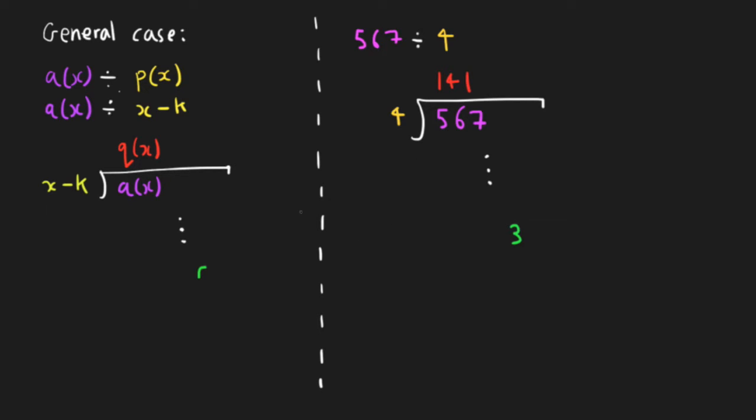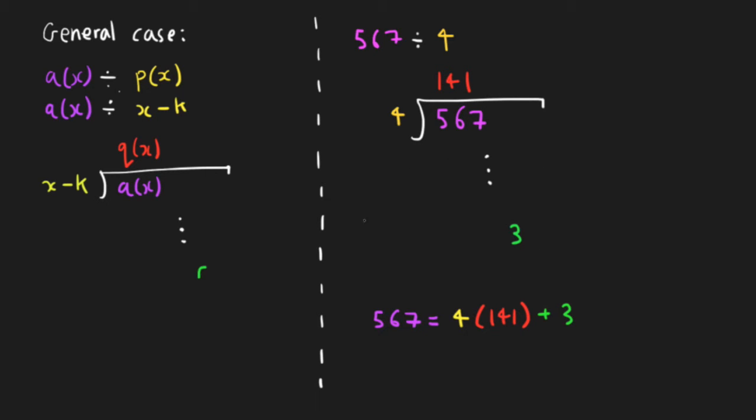Now, another way we could write 567 is by saying 567 is equal to 4 times 141. Is that all? What do we need to add? We need to add 3. Does that make sense? 567 divided by 4 gives us 141 with a remainder of 3. So if we do 141 times 4 plus 3, we're going to get 567.